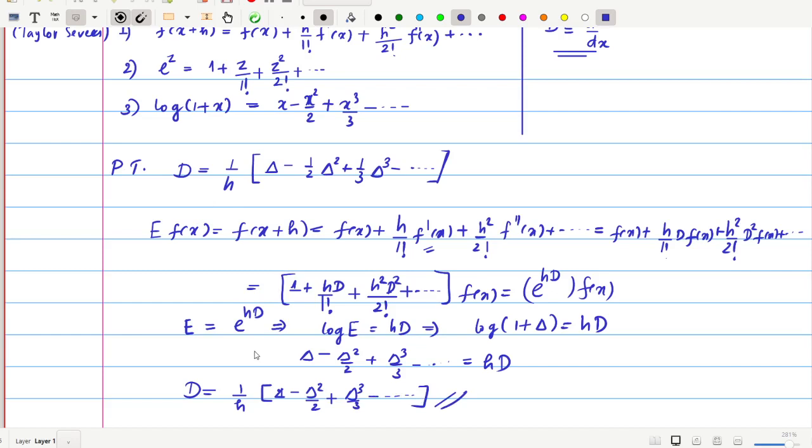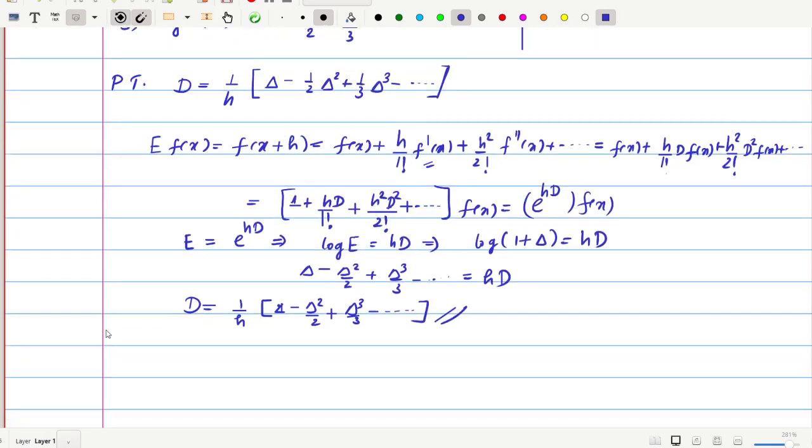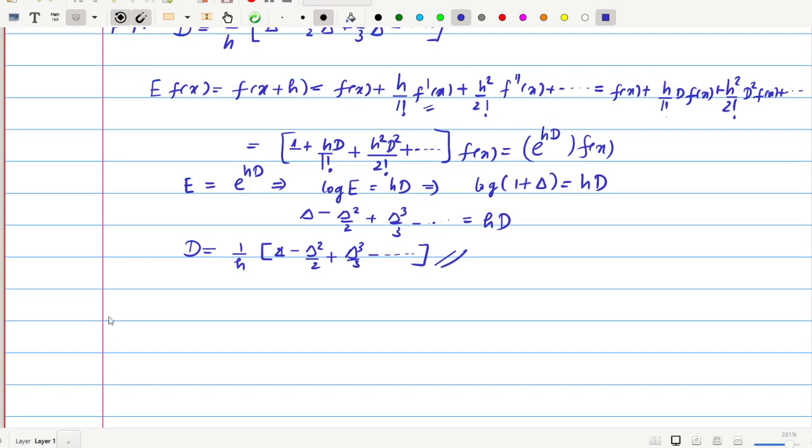So this is one example, and we will discuss another example as well. That is the relation between delta, the forward difference, and del, the backward difference. The result says that the composition of the forward and backward difference operators on f(x) is the same as taking the difference between these two operators. Okay, we need to prove this result.